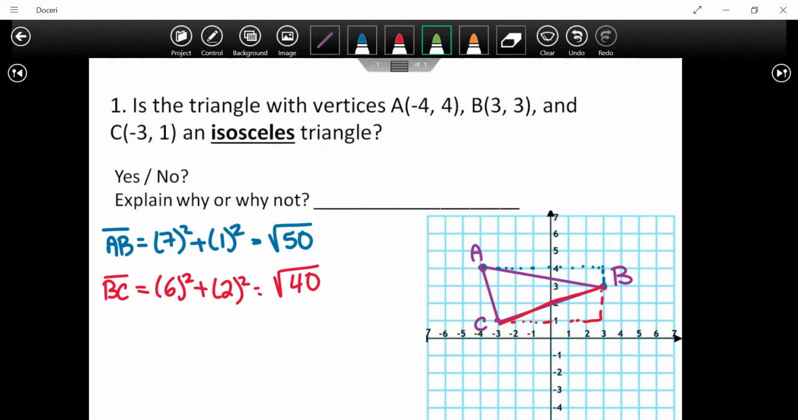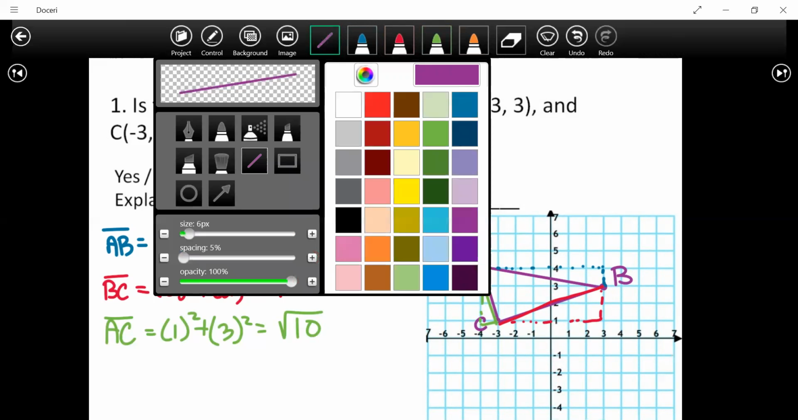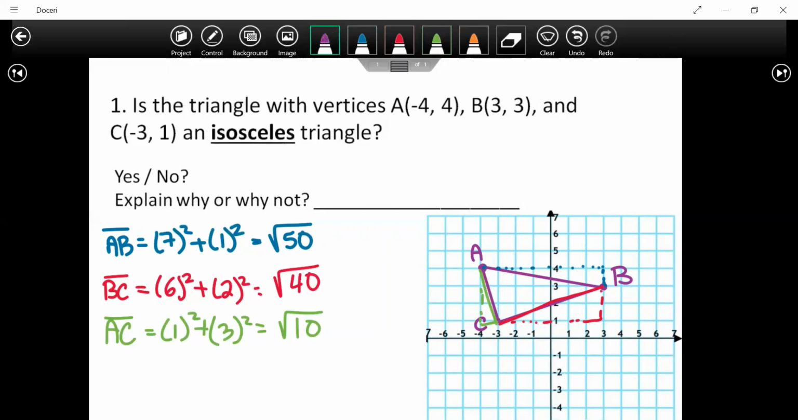Our last one is our AC. Creating our triangle out of this, we're going to get 1 plus 3 squared. It's going to give us 1 and 9, which is square root of 10. Now, we can stop there. Is it an isosceles? Yes or no? Why is it not isosceles?